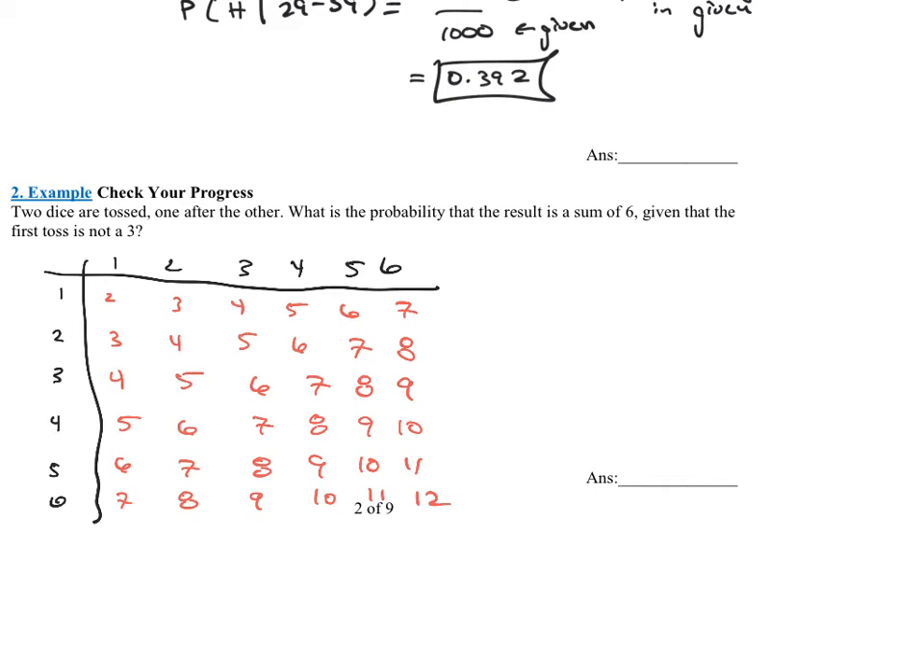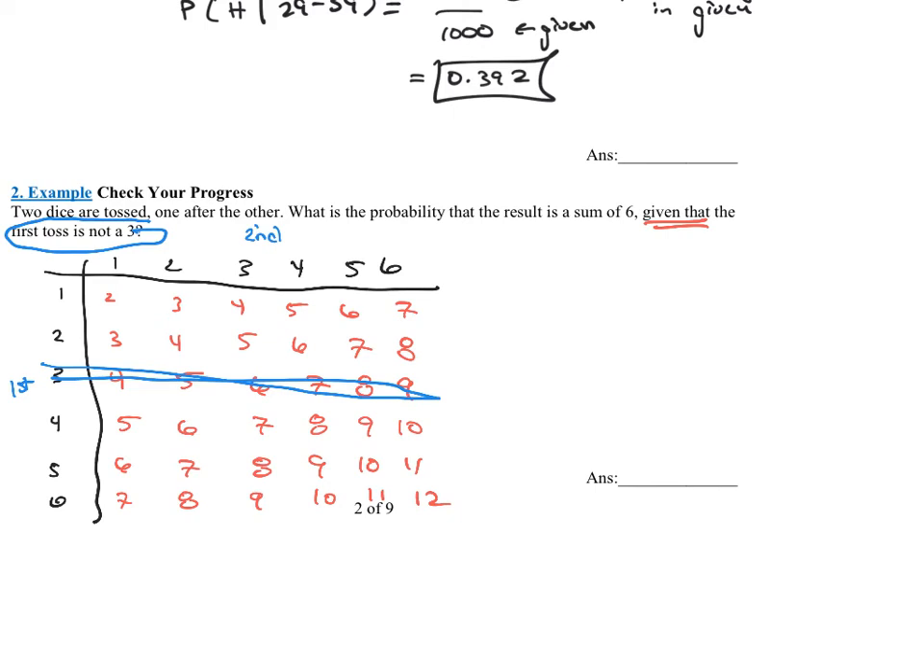reread this. It says 2 dice are tossed, one after another. What is the probability that the result is a sum of 6, given that the first tossed is not a 3? So again, it's given that, meaning we are not considering all 36 of these choices. So given that the first tossed is not a 3, so I'm going to consider this my first die and this my second die. Okay, so if I'm saying my first die is not a 3, then I have to take out the entire row that's a 3.